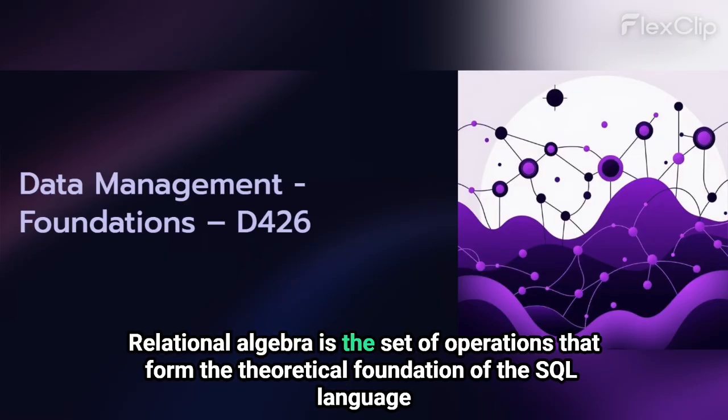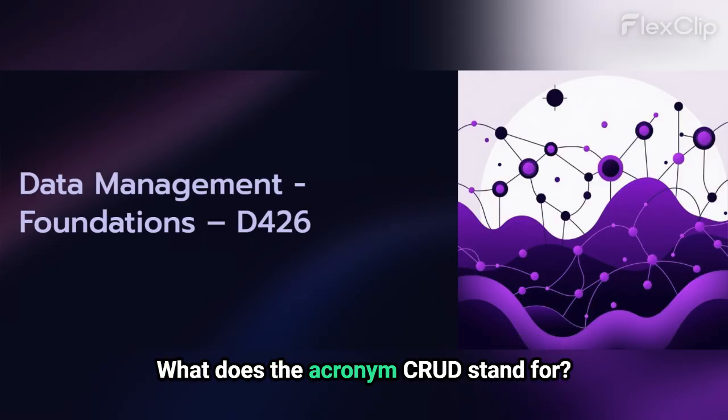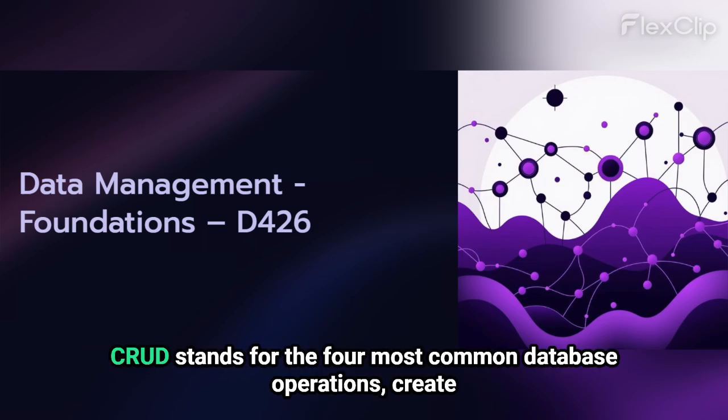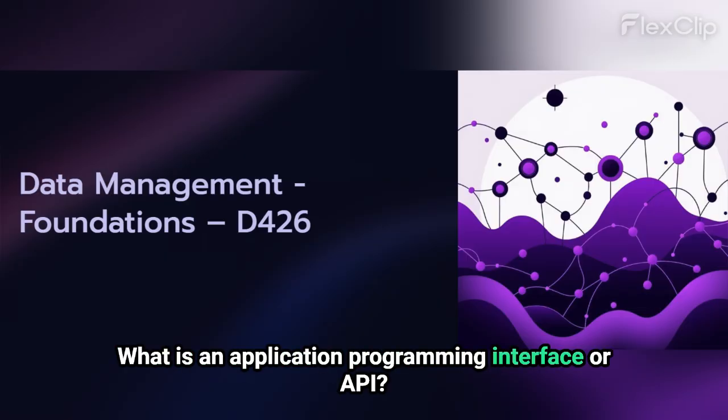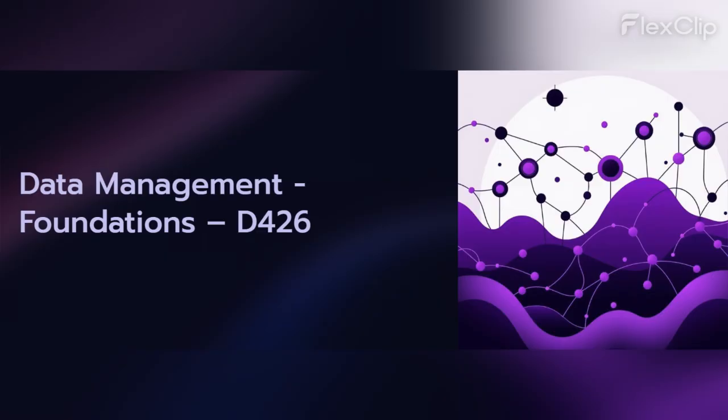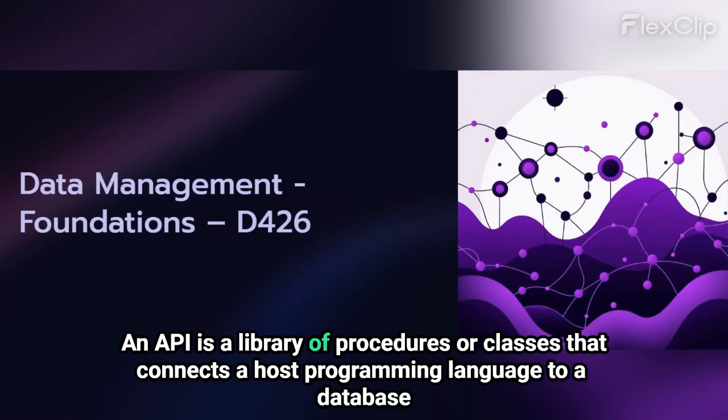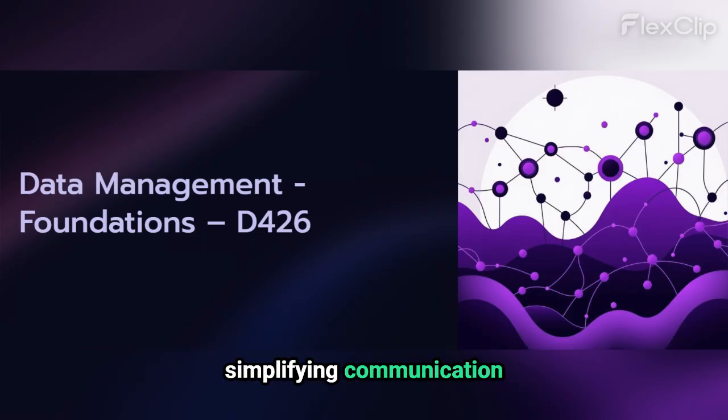What is relational algebra? Relational algebra is the set of operations that form the theoretical foundation of the SQL language. What does the acronym CRUD stand for? CRUD stands for the four most common database operations: create, read, update, and delete. What is an application programming interface, or API? An API is a library of procedures or classes that connects a host programming language to a database, simplifying communication.